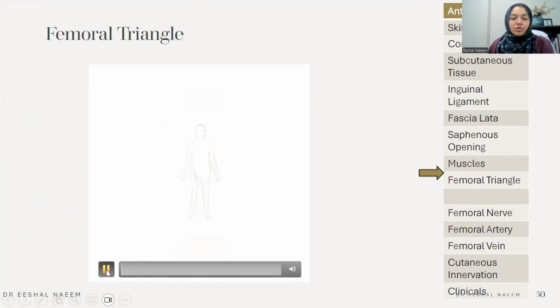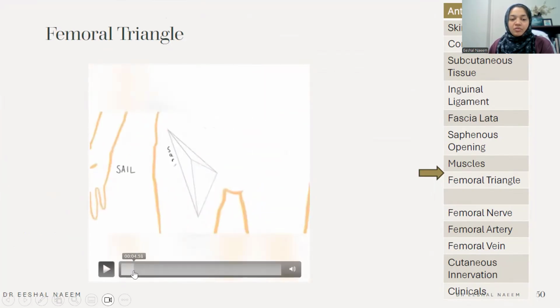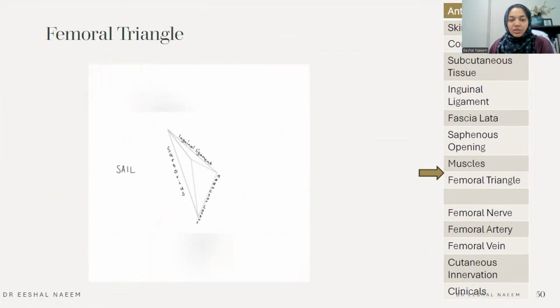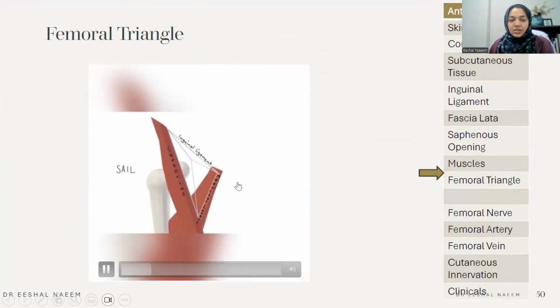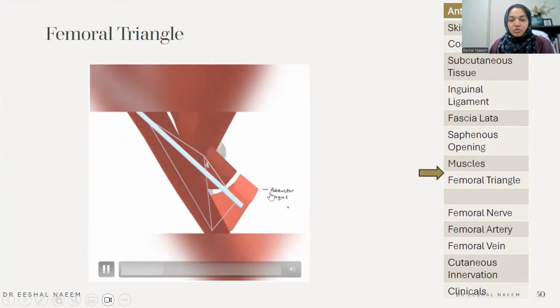Now we can see the femoral triangle here. This is the femoral triangle, right? It has an apex. You can remember the boundaries of the femoral triangle with the mnemonic SAIL. So sartorius, adductor longus, inguinal ligament. This is the sartorius, this is the adductor longus. Then the pectineus and psoas major form the floor. This is the pectineus, this is the iliopsoas.